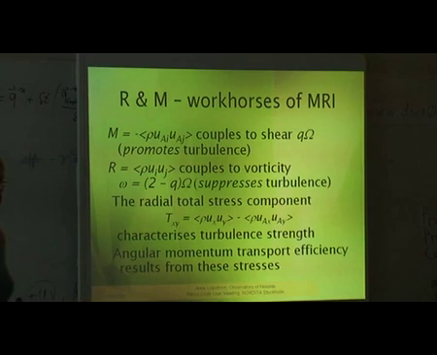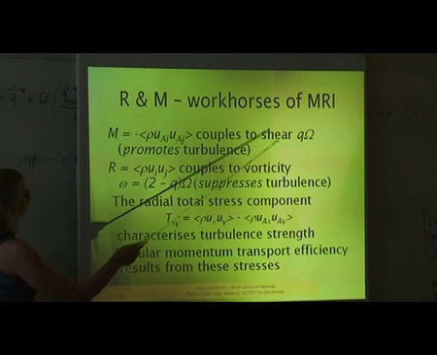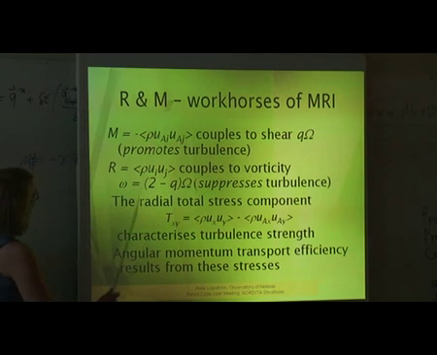Now, apparently many of you already know quite a few things about the MRI, but some don't, so I'm going to go through this, introducing the Reynolds and Maxwell stresses, which I have called here the workhorses of MRI. The magnetic stress tensor, actually, I haven't written anything in tensor form, but anyway, it couples to shear, which promotes turbulence. The Reynolds stress couples to vorticity, which suppresses the turbulence. So you see that when Q is very small, so are the stresses.